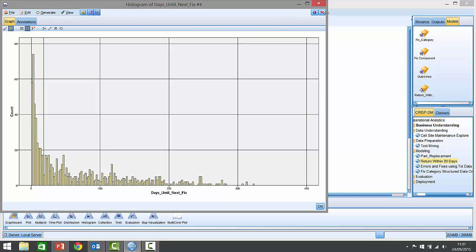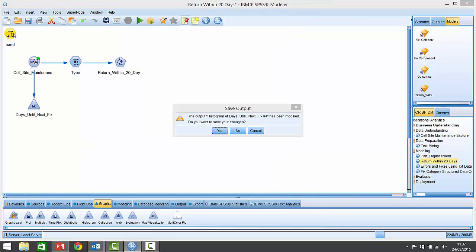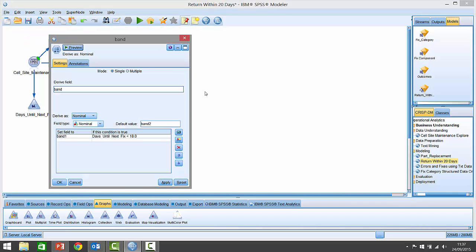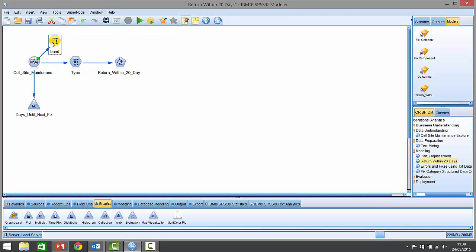If I did that, it would create a little derive node for me, and I can just show you inside here that it's just saying I'm going to create a new derive field, which I'll call 20 days, just as illustration. And it says I could set this one for, if it's less than 20, then make it true. If it's not less than 20, then make it false. Now, it's choosing 18 here because I roughly guessed it, so I just edit that. And that's how you create that field. It's really, really simple to do within the modeler application.